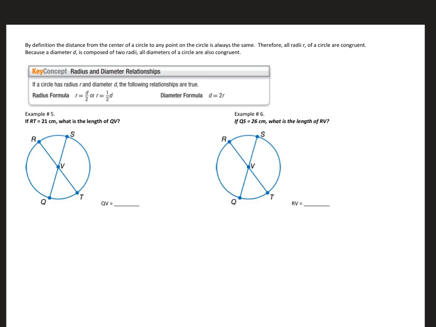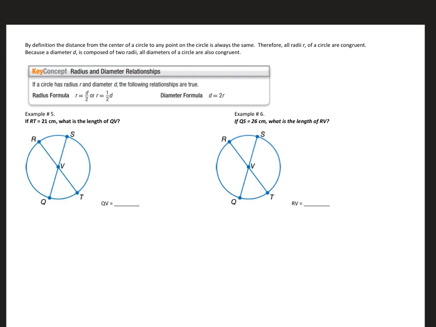There are some special formulas that we know. So if a circle has radius r and diameter d, the following relationships are true. The radius is equal to diameter over 2, or the radius is 1/2 times the diameter. If I look at the diameter formula, I know that the diameter is twice the radius. That's just what we said right here by its definition.